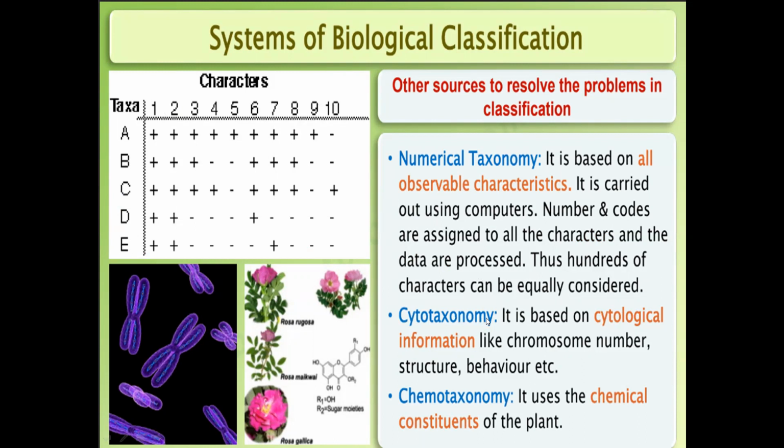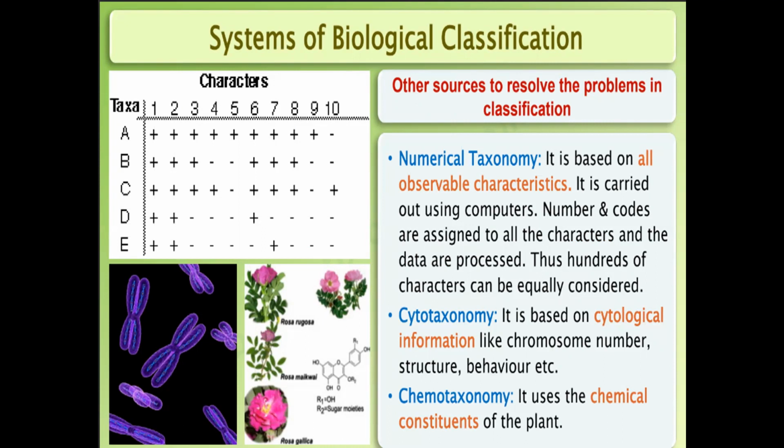Then cytotaxonomy is based on cytological information like chromosome number, structure and behavior. Cytological means cell study. So if the chromosome number is the same, they can classify them together depending on the character.